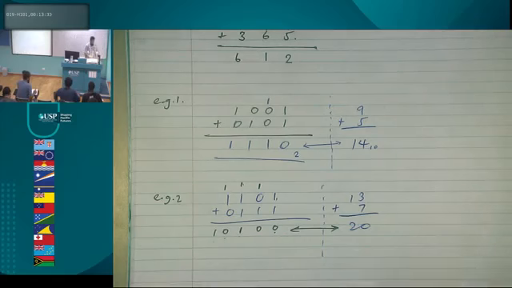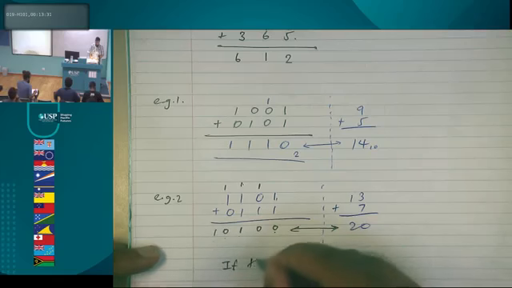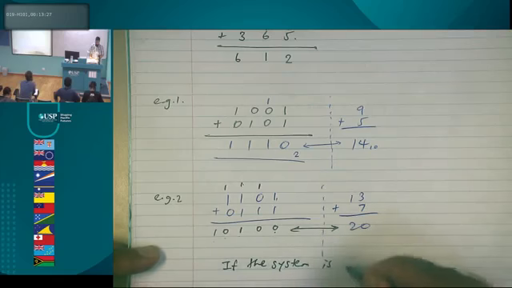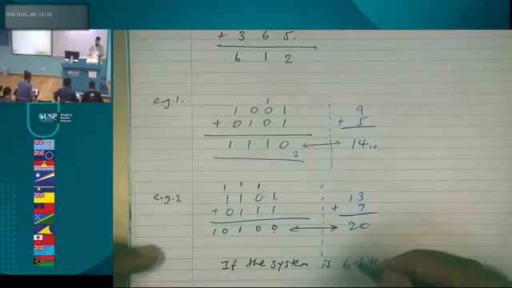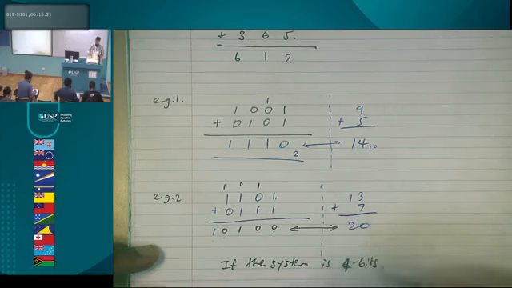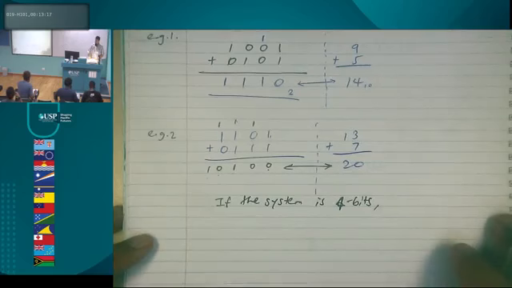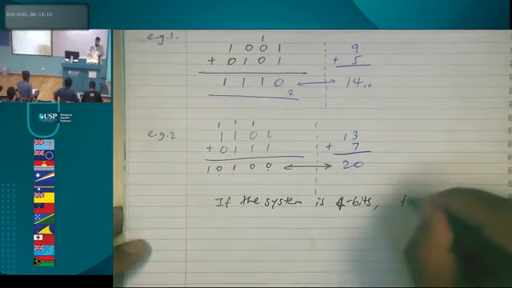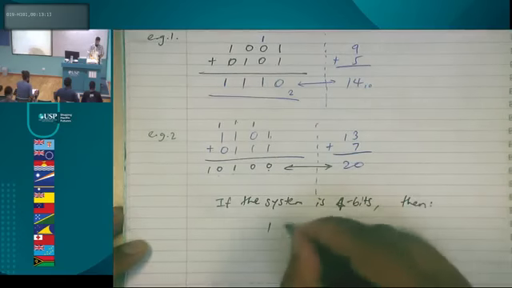However, if the system is 4 bits, sorry, not 6 bits, 4 bits. 6 bits is your tutorial. If your system is 4 bits, then let's look at the answer.